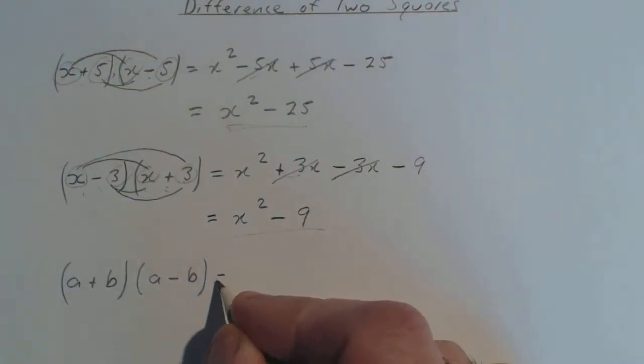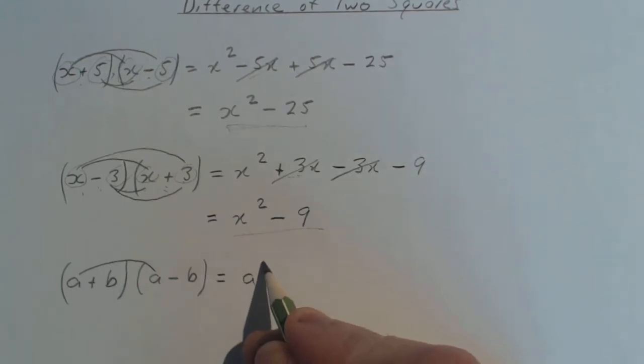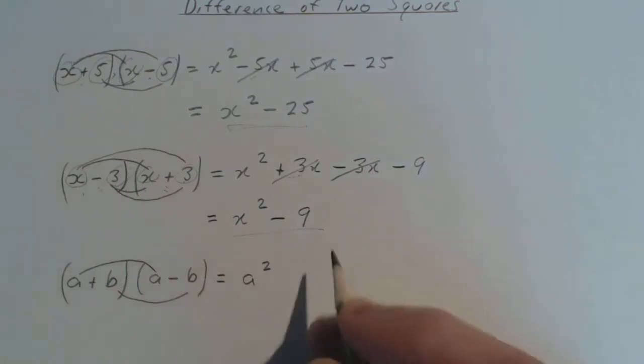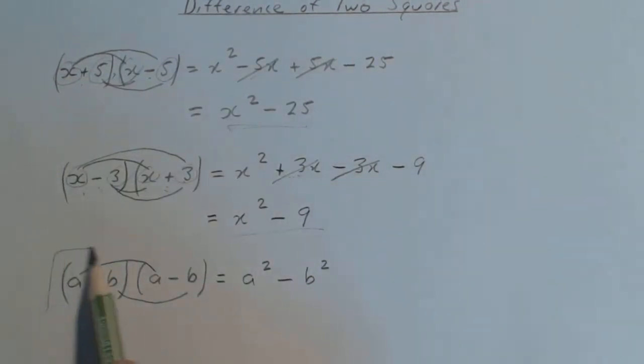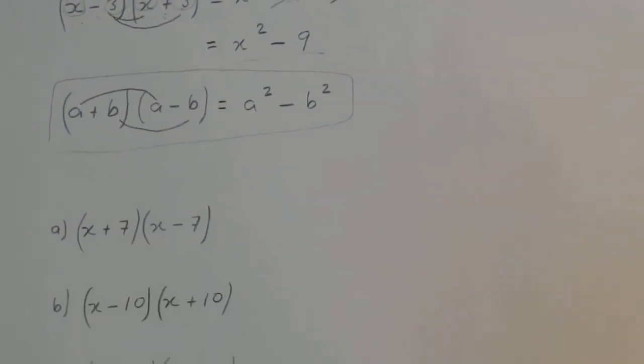Okay, let's use the quicker method here now, where we have a plus b times a minus b. Now this will give us our general formula. So all we now do is just multiply the two first terms and get a squared. Multiply the two last terms, we get plus a times minus b gives minus b squared. And that there is our general rule.